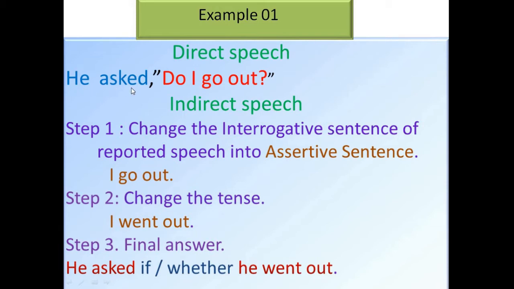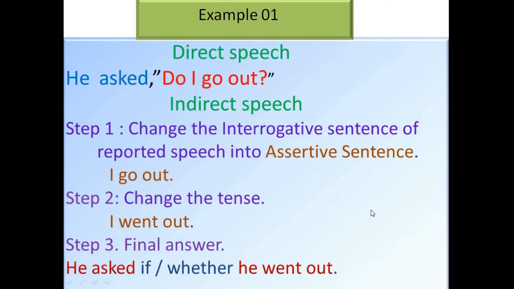He asked himself, do I go out? So, I refers to he, he refers to I. So, we use he here. I is changed to he. He asked if or whether he went out.